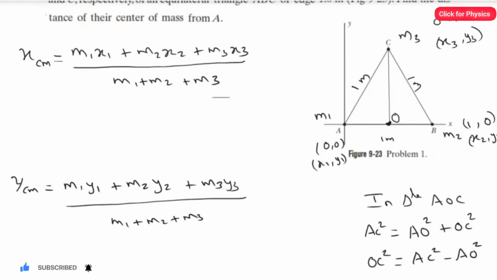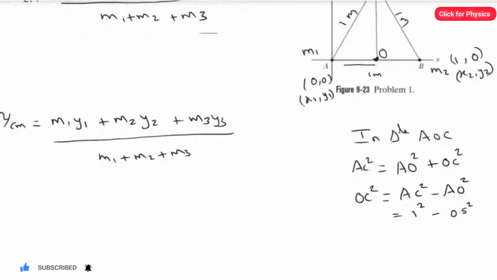What is the value of AC square? We can see the diagram here. The side of A and C is 1 meter, so we write 1 square minus AO square. What is the value of AO? Because the total length is 1 meter, half of 1 meter is 0.5. So this distance is 0.5, and the AO value is 0.5 square.